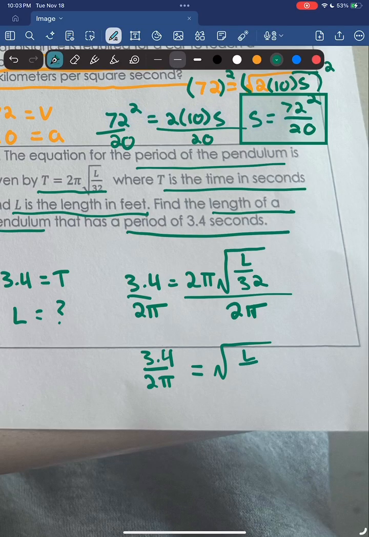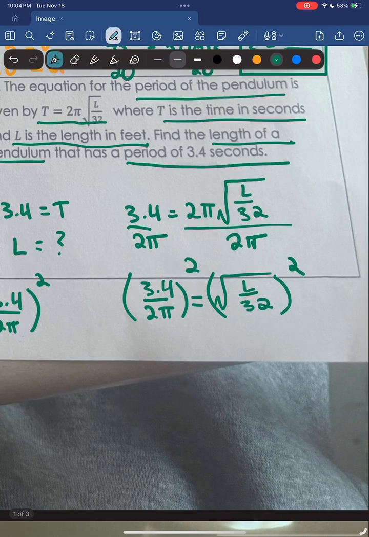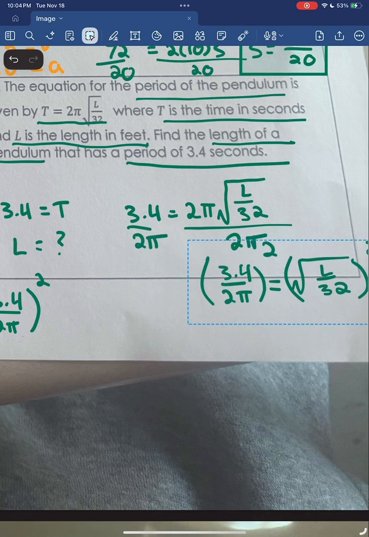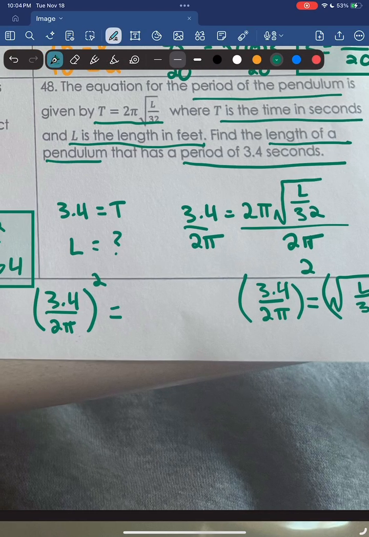Now we're going to square both sides to get rid of that ugly root. And we're going to have 3.4 over 2 pi, all of this is squared, not just the top part. Let me move this over because we're running out of space. Is equal to L over 32. And then how do we get rid of stuff in the denominator? We multiply both sides by it. So we're going to multiply by 32.